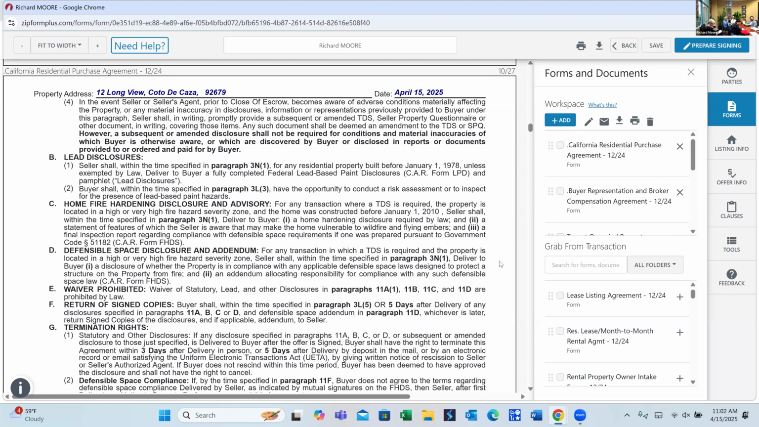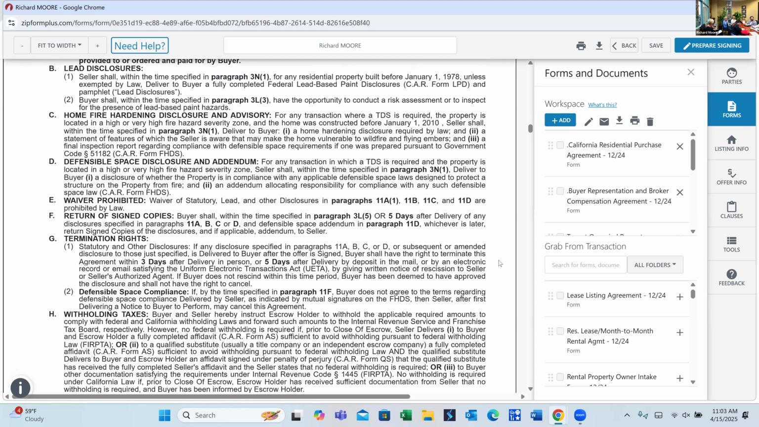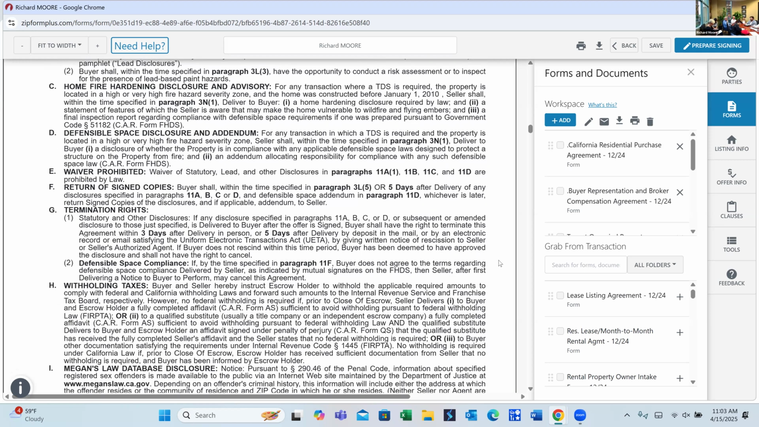Why is a TDS not required? Well, virtually anyone that's an investor or owner of a property has to provide a transfer disclosure statement. However, let's assume I die and my beneficiary wants to sell the property and they haven't lived in the property during the past year. That's an exemption for providing a TDS. And that also means the fire hardening disclosure and defensible space disclosure are not required. So what happens if you provide them anyway? It's okay. I see nothing wrong with giving more disclosure than less disclosure.